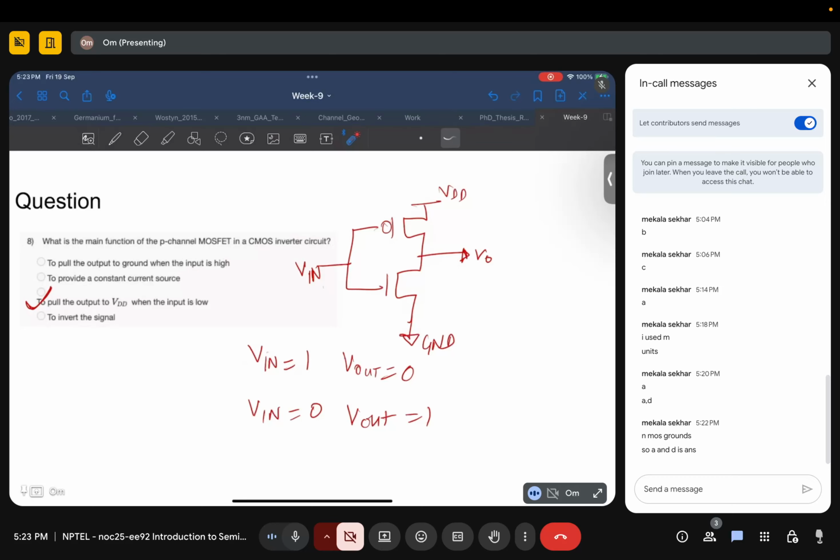Please read the question again. What is the main function of P-channel MOSFET? What is the function of PMOS is asked in the question. The function of PMOS is to pull the output to VDD when input is low. When input is 0, PMOS will turn on and pull the output to VDD.